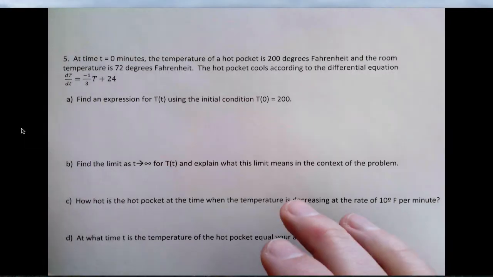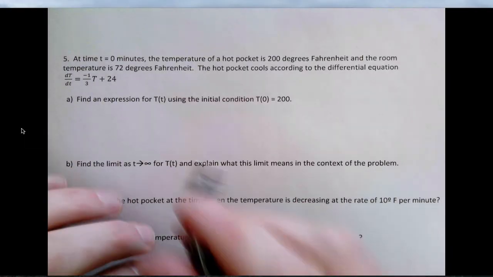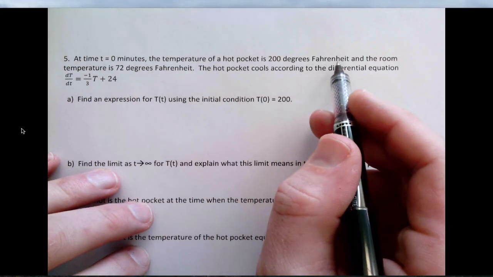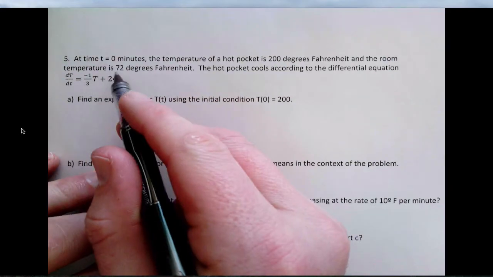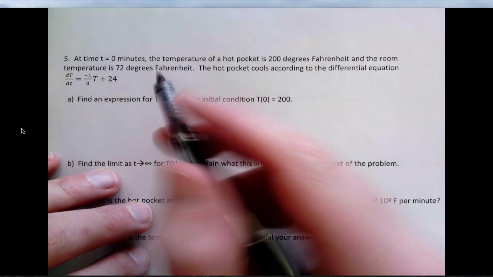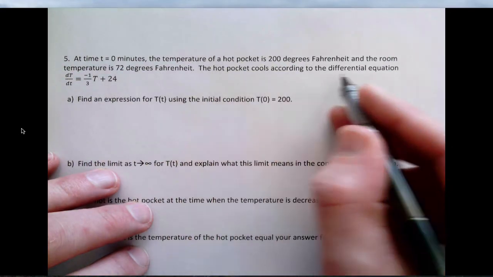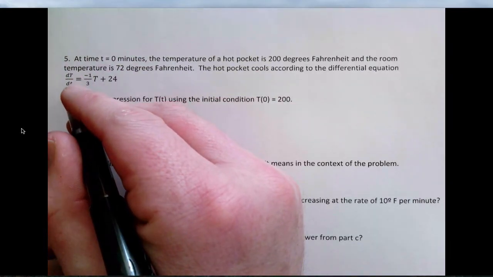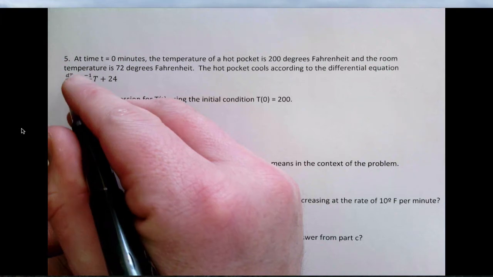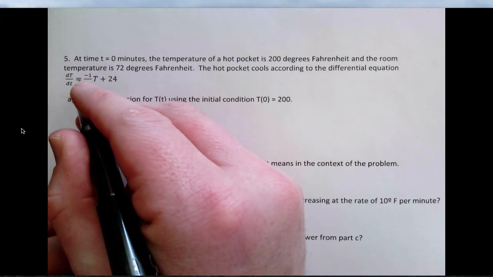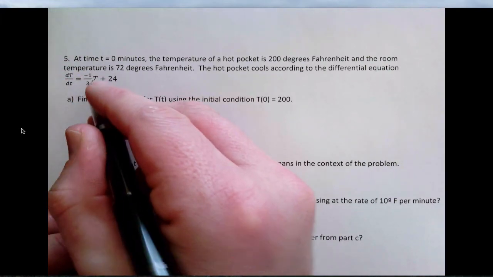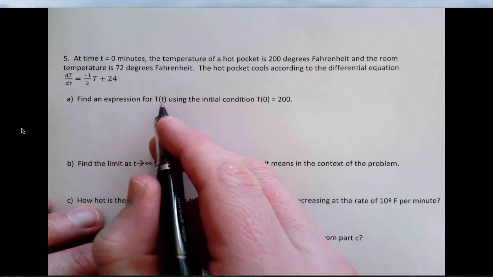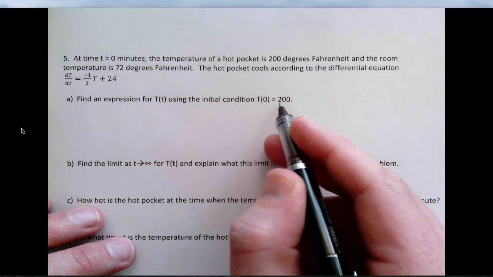All right, let's look at number 5. It says at time t equals 0, the temperature of a hot pocket is 200 degrees Fahrenheit, and the room temperature is 72 degrees Fahrenheit. The hot pocket cools according to the differential equation, dT with respect to little t, so it's temperature with respect to time, equals negative 1/3 the temperature plus 24. All right, find an expression for T of t using the initial condition T of 0 equals 200.